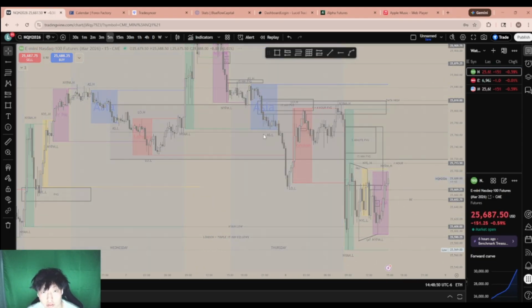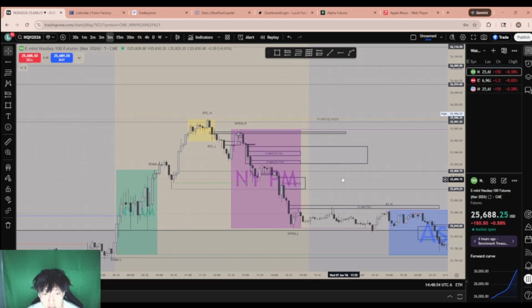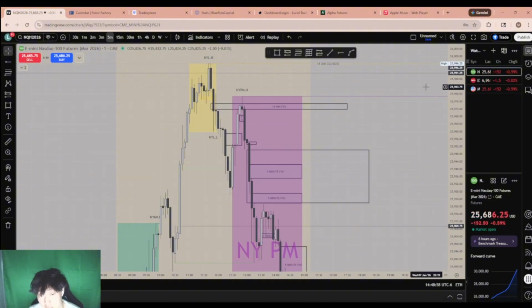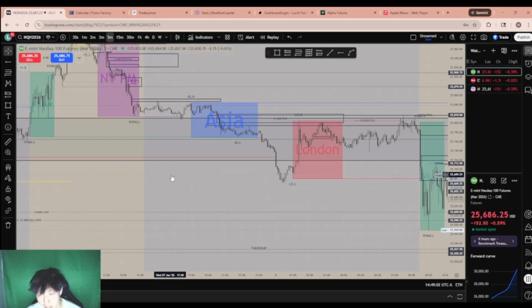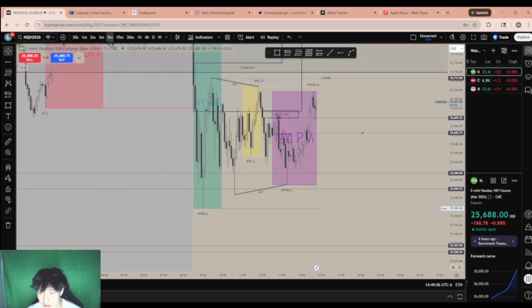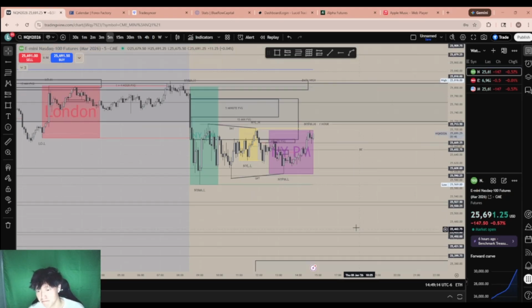I mean, with 15-minute fair value gaps, there's also the possibility of it having a 5-minute, which it doesn't on here, but yeah, an unmitigated 15 is a good liquidity pool. But yeah, bro. What else do we got?